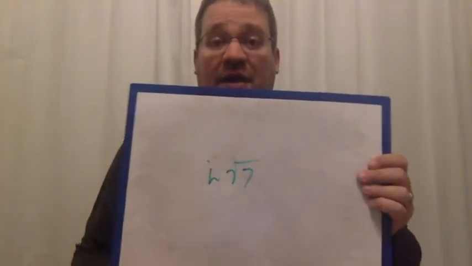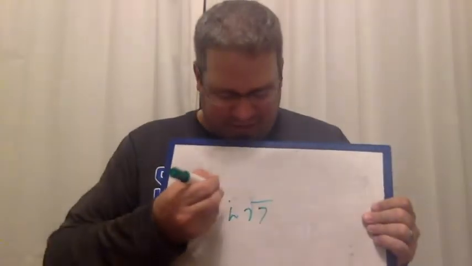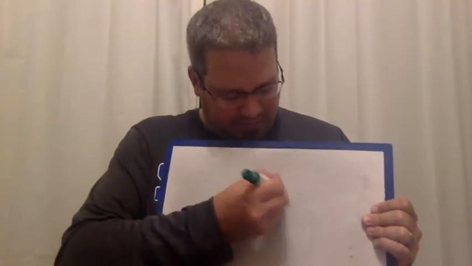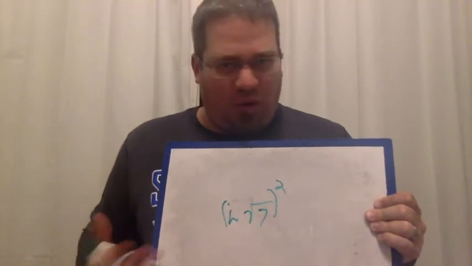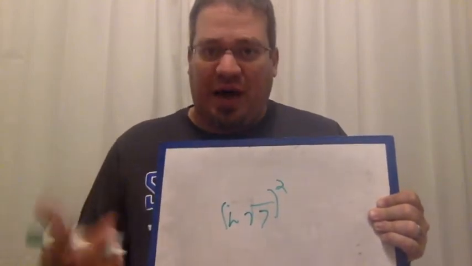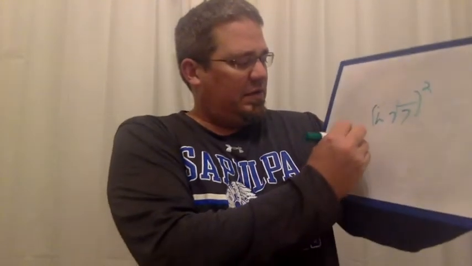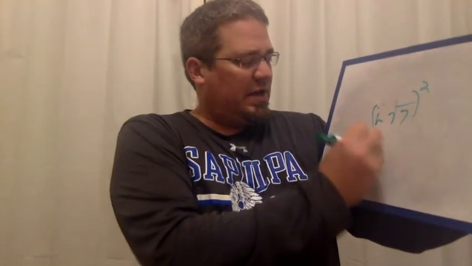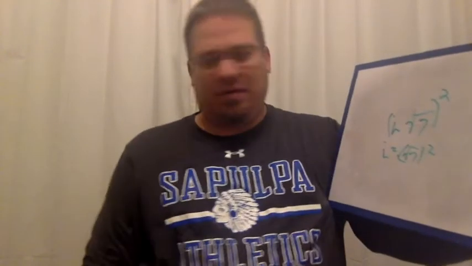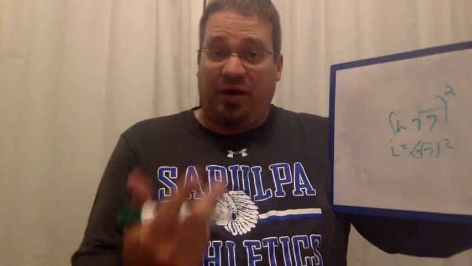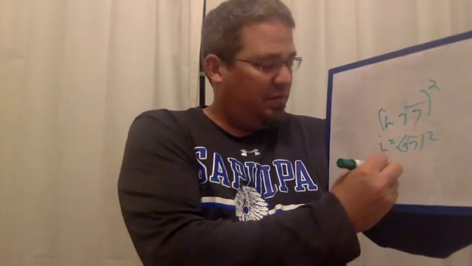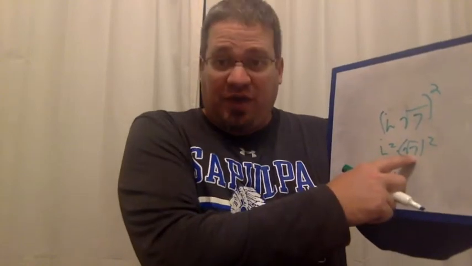So I'll do one like number 12. If I have i times the square root of 7, let's say, they want me to find the square of that, which just means I'm squaring the whole thing. Well, I just showed you i squared is negative 1, so this is i squared times the square root of 7 squared.